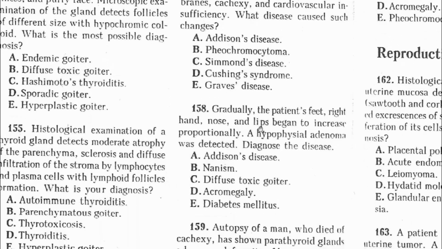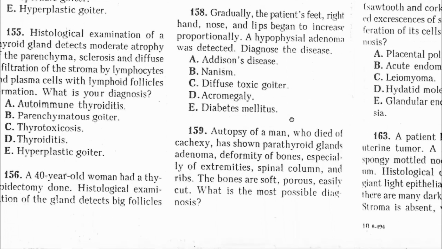158. Gradually, the patient's feet, right hand, nose, and lips began to increase proportionally. When there's increase of bones in size, what it means is that there's a lot of growth hormones being produced, and that terminology is called acromegaly. So your answer is D. Growth of these bones.